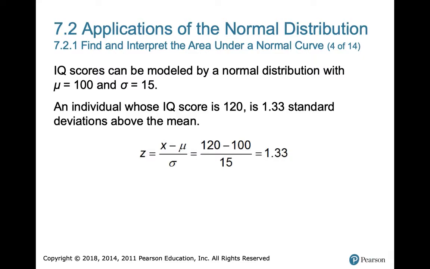So for example, IQ scores are normally distributed amongst the population, and they're said to have a mean of 100 and a standard deviation of 15. So if we know someone has an IQ score of 120, we want to determine how far above the mean are they. So 120 minus 100 divided by 15 gives us a z-score of 1.33. They are 1.33 standard deviations above the mean.